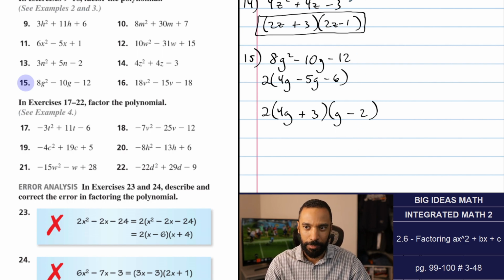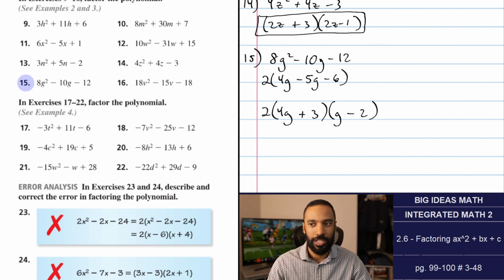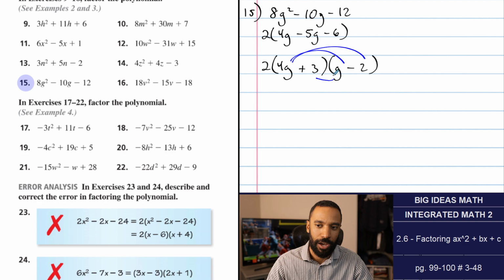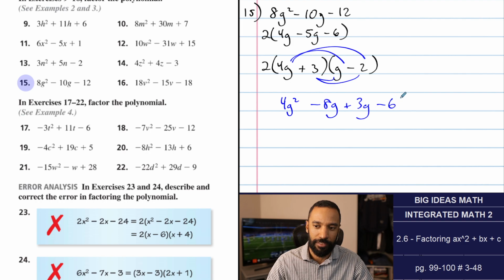And I know some people are probably confused about what I'm talking about. Let's work this one backwards. I got you the answer. Let's just work backwards and see what I'm getting. If I FOIL this thing back out, what happens? 4g times g is 4g squared. 4g times negative 2 is negative 8g. 3 times g is 3g. 3 times negative 2 is negative 6.